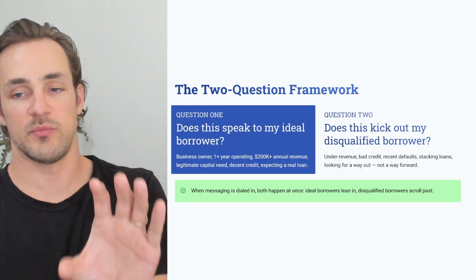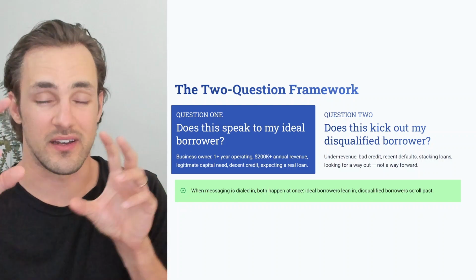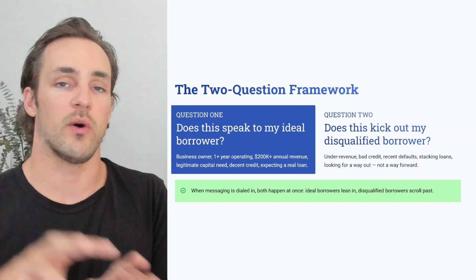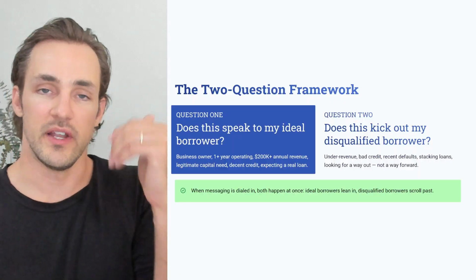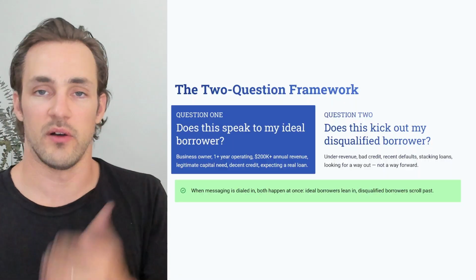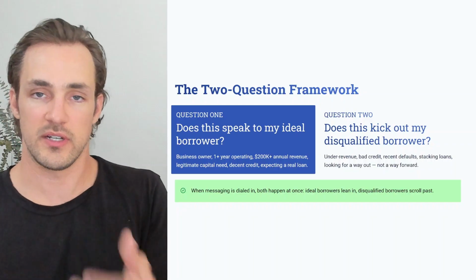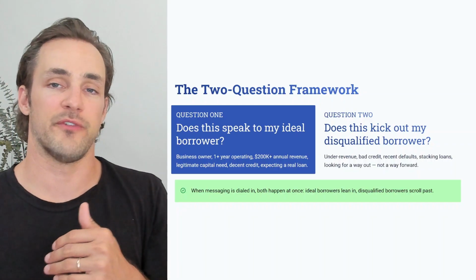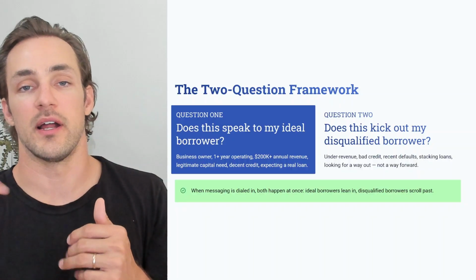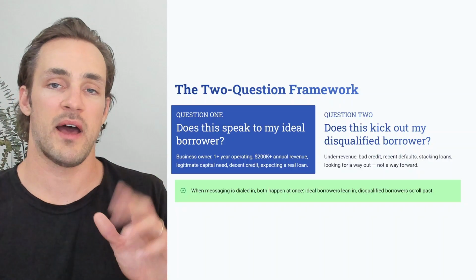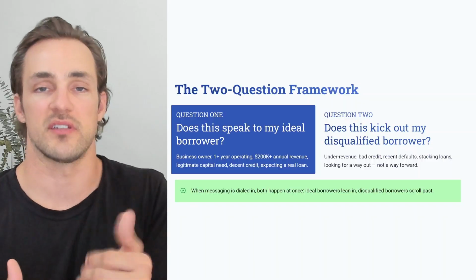So when your messaging is truly dialed in, both things happen at once. Your ideal customer and your ideal borrower thinks, hey, this is exactly for me. And your disqualified borrower thinks, you know what? This isn't me. I'm going to keep scrolling. They don't click, they don't fill out your form, and they don't get in your CRM and waste your time. That's when your cost per funded deal starts to drop. And when your team's contact rate goes up, that's when the math really starts working. That's when your system gets humming.